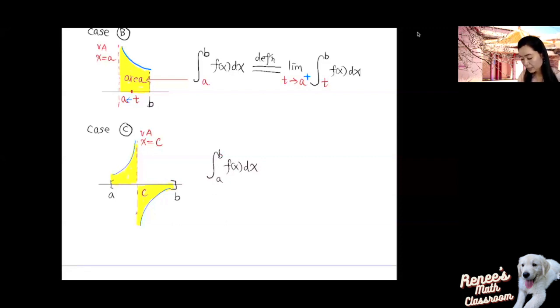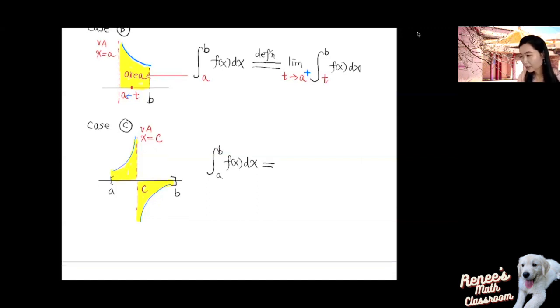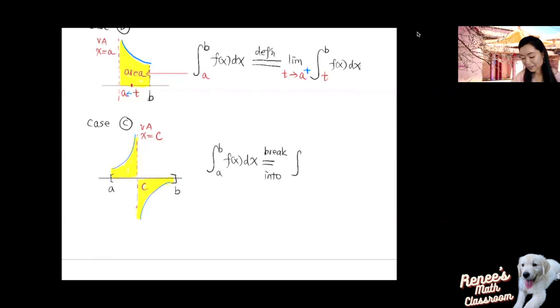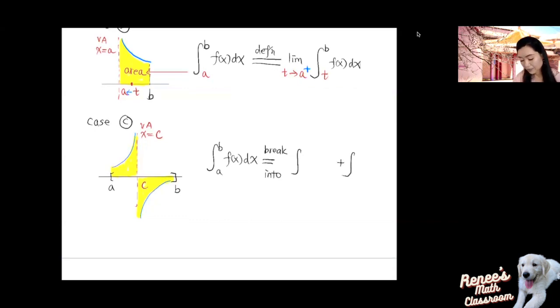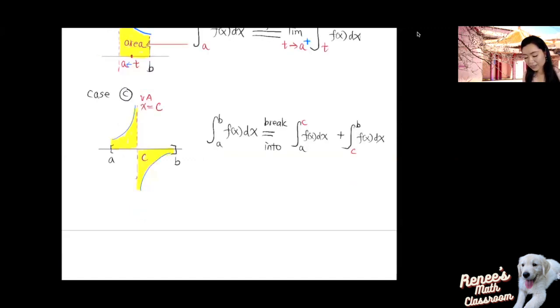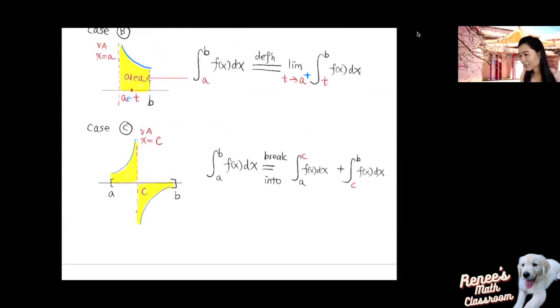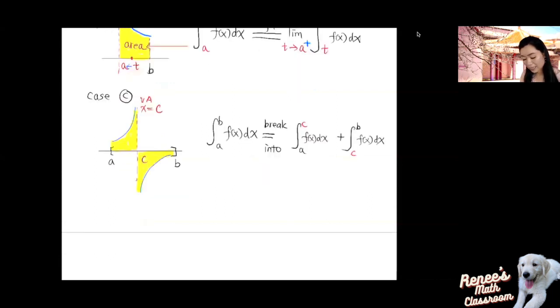So how do we do this? Similarly to the other type, we split it into two integrals, the sum of two integrals: one going from A to C, and the other from C to B. Then for each of these you can represent them by the definitions above. Just like before, this integral is convergent providing that both integrals are convergent. If one of them is divergent, then you conclude that this integral is divergent.